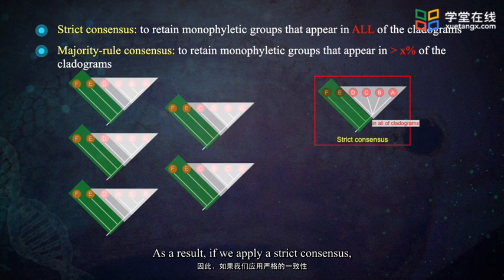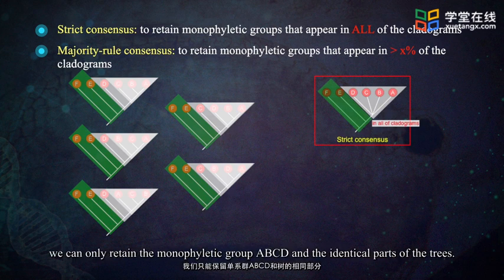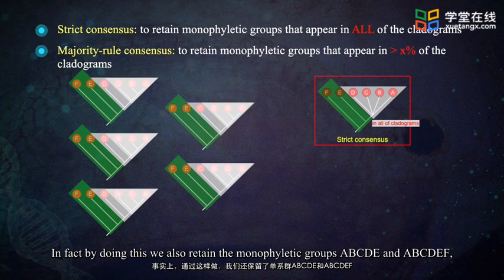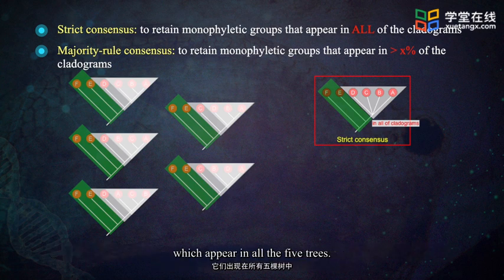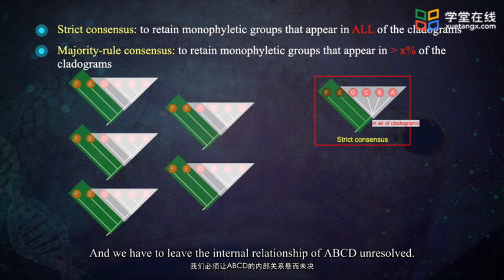As a result, if we apply a strict consensus, we can only retain the monophyletic group ABCD and the identical parts of the trees. In fact, by doing this, we also retain the monophyletic groups ABCDE and ABCDEF, which appear in all the 5 trees. And we have to leave the internal relationship of ABCD unresolved.